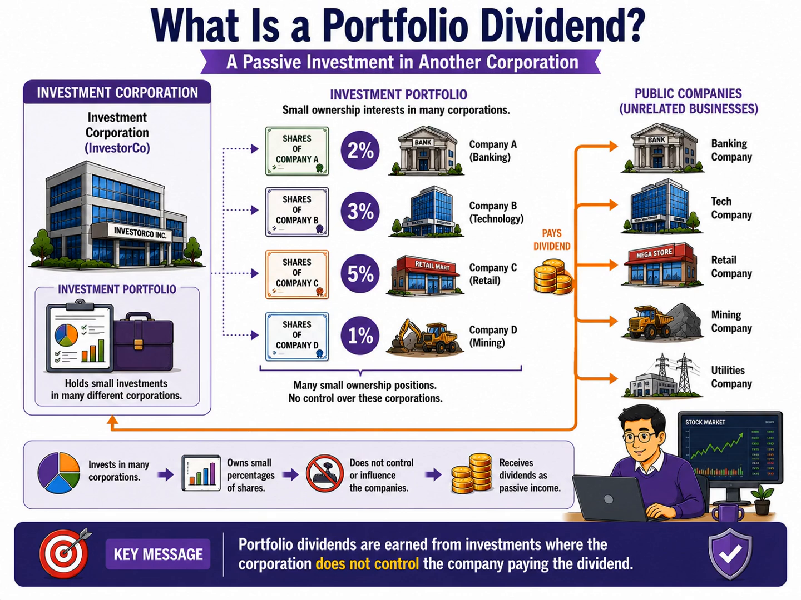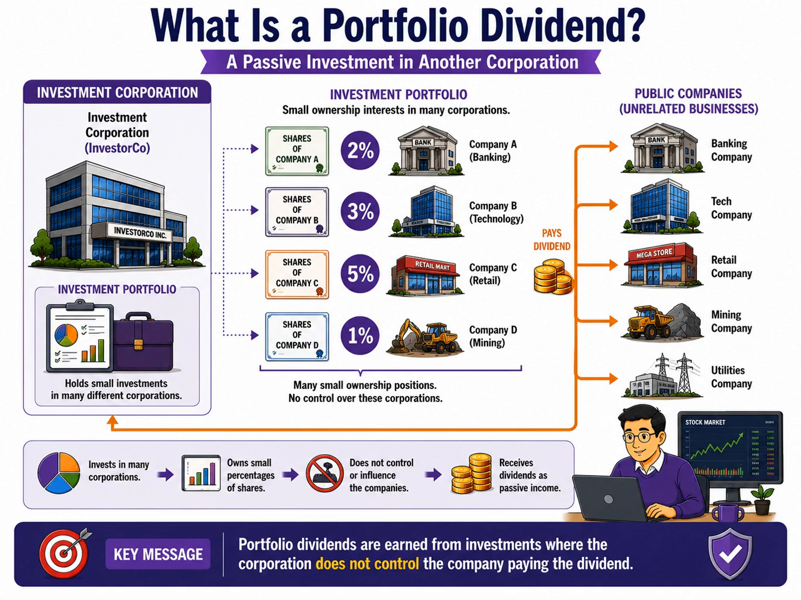a mining company. Although the corporation owns shares in these businesses, it does not control them. It cannot direct their operations, appoint management, or influence major business decisions. It is simply one of many shareholders. When these companies declare dividends, the investment corporation receives dividend income based on the number of shares it owns. These payments are known as portfolio dividends because they come from a diversified investment portfolio rather than from a closely related corporation. The key difference between a portfolio dividend and a dividend from a connected corporation is the ownership relationship.